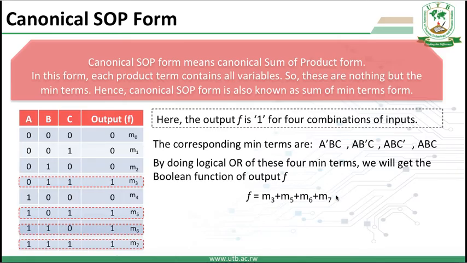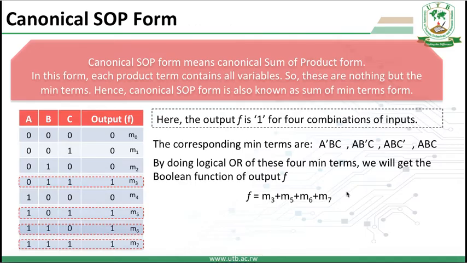If somebody asks you to write the canonical SOP Boolean expression, just write m3, which is 0 1 1, so A complement B C, plus m5 is A B complement C, plus m6 is A B C complement, plus m7 is A B C. That is your canonical SOP Boolean expression.